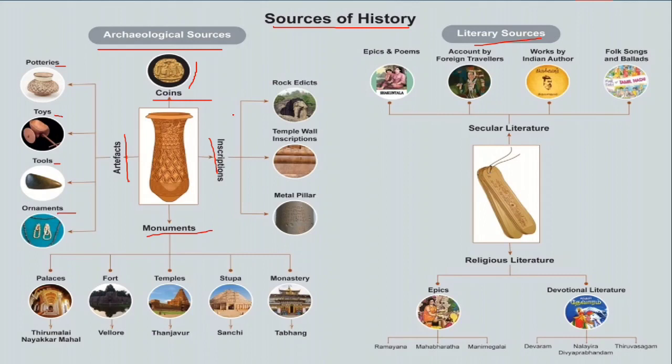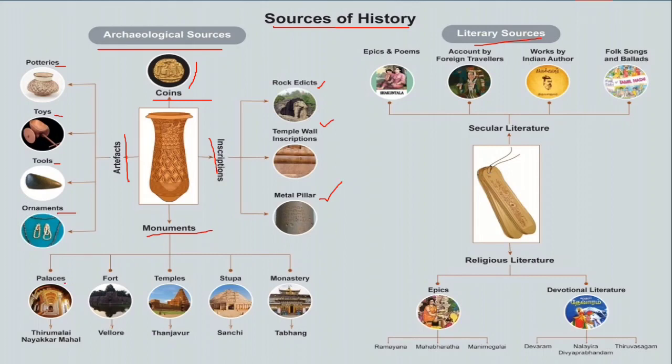Now inscription, we have rock and rock edict. Rock edict means writings or pictures portrayed on the wall or the rock. Temple wall inscription: in olden temples, that is Brihadisvara temple, Tanjai big temple, on those walls they have written about the kings, about the rulers, and that is called temple wall inscription. Now metal pillar, we have the Sarnath pillar, then we have other iron pillars also. So it gives information about the ruler.